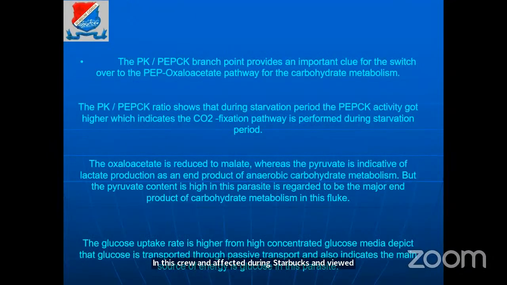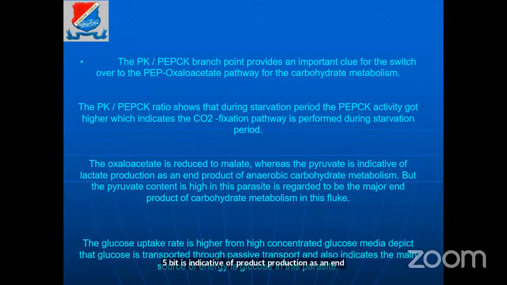So the PK-PEPCK branch point provides an important clue for the switch over to the phosphoenolpyruvate to oxaloacetic acid pathway for carbohydrate metabolism. The PK-PEPCK ratio shows that during the starvation period, PEPCK activity got higher, which is indicative of the CO2 fixation pathway being performed during the starvation period. Oxaloacetic acid is reduced to malate, whereas pyruvate is indicative of lactate production as an end product of anaerobic carbohydrate metabolism.